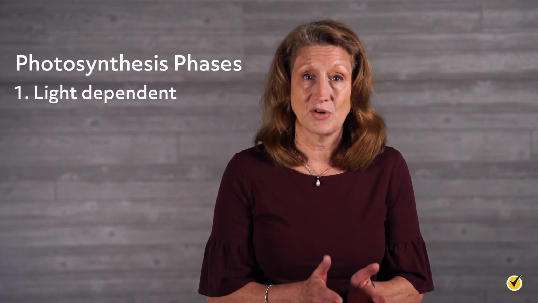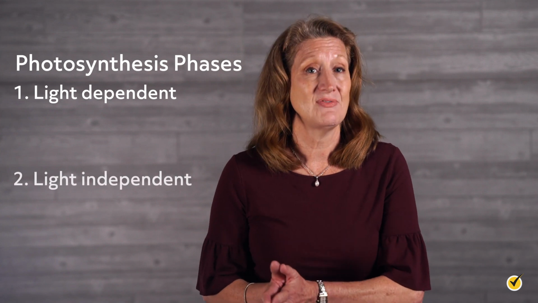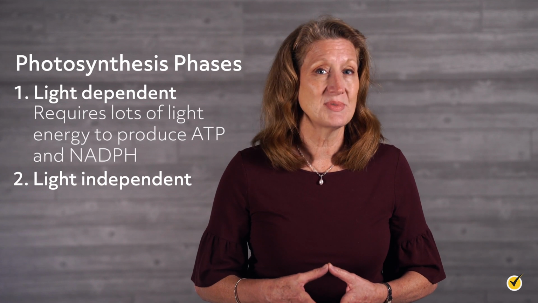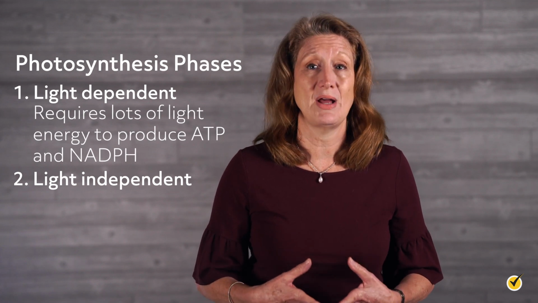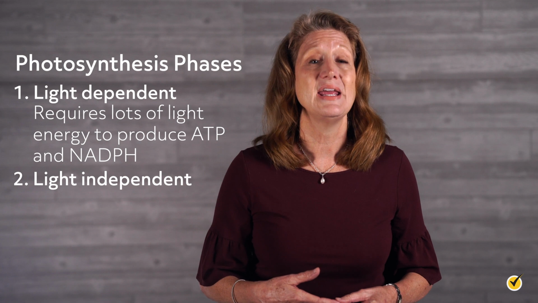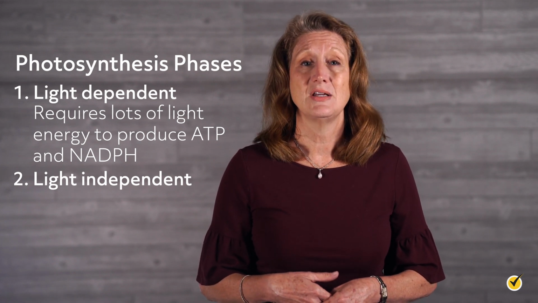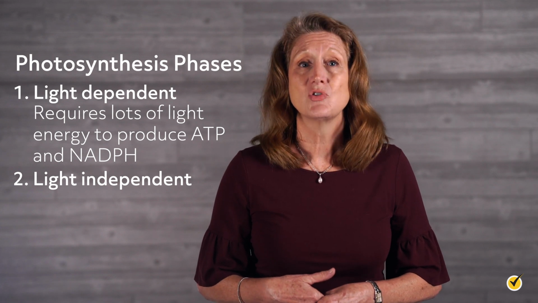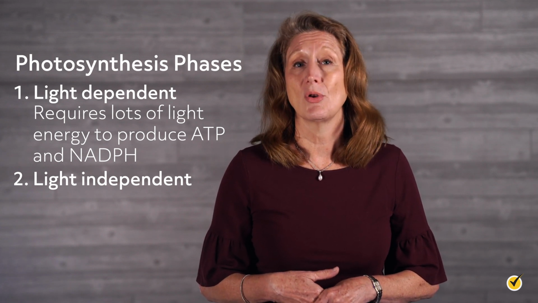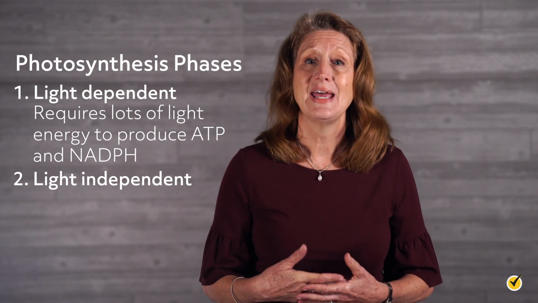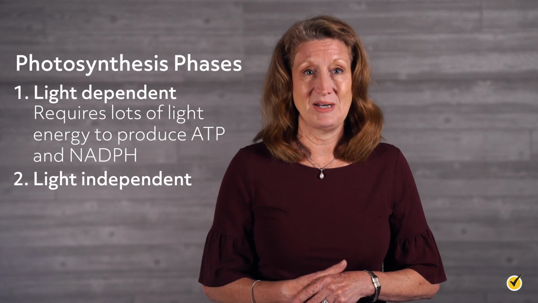We can divide photosynthesis into two parts, a light-dependent phase that occurs first and a light-independent phase that occurs last. Light-dependent reactions require large sums of light energy to produce two compounds, ATP and NADPH, which are needed for the next step of photosynthesis. More specifically, light is absorbed by photosystems, or large complexes of proteins and pigments that help collect light energy and are located in the thylakoid membrane.